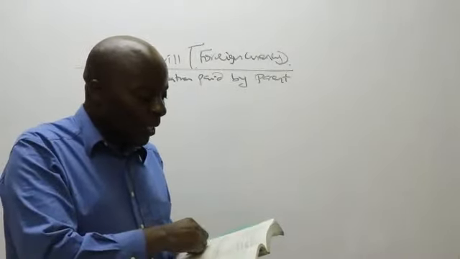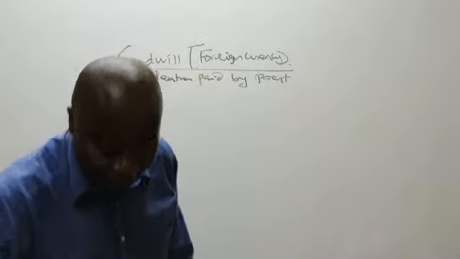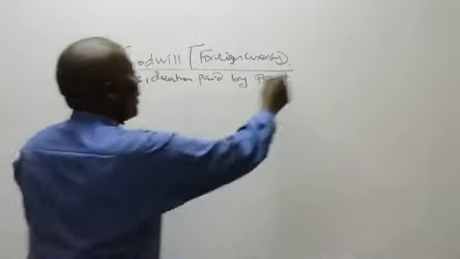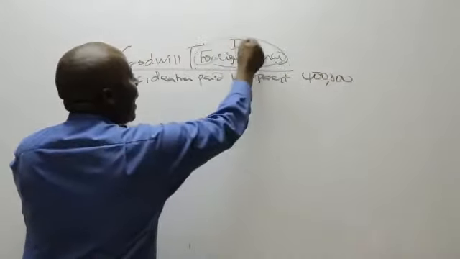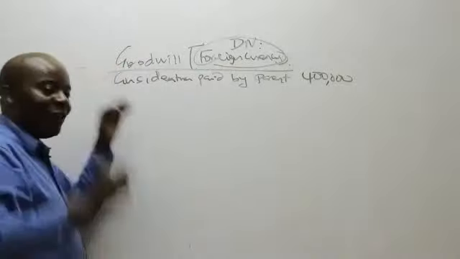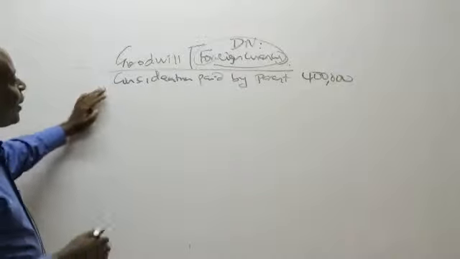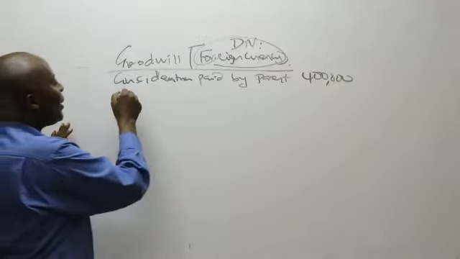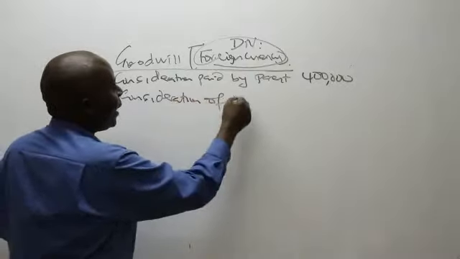So from note number 1, it is 400,000 DN. Thank you very much. Please remember that this is goodwill in form of DN, in form of foreign currency. Great. Now, ladies and gentlemen, after that, come and give us the consideration of the NCI.